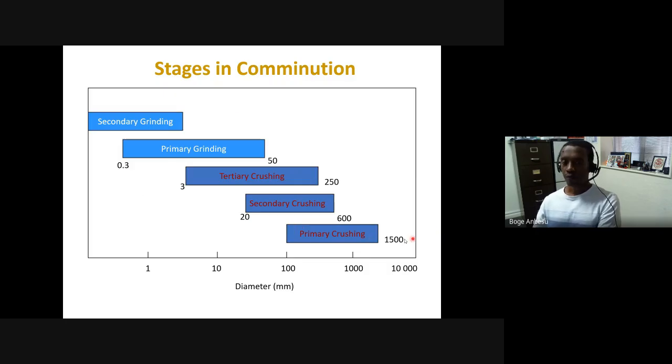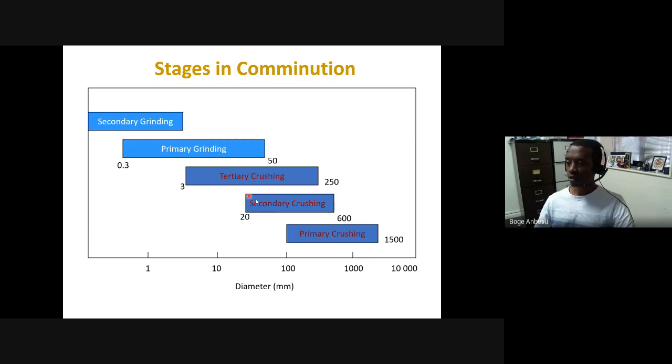So I've shown you this before. You may not need 3 crushing stages, may not need 2 grinding stages. You may need all of them. It depends on the nature of the ore. But typically in crushing, primary crushing deals with reducing particles from about 1.5 meters, somewhere around there, to about 100 millimeters. That's the expectation of a crusher.